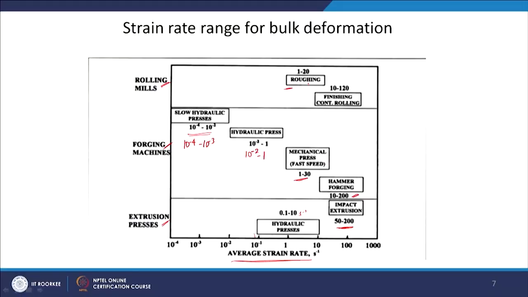And then when it is coming to the final shapes, which are now going to go out for sale in the market, there we do finishing operation. The strains are usually low in this case. Of course, the strain rates are high, but the amount of strain you put in one pass is quite low, and the deformation is usually at low temperature, or usually it is cold rolling, so room temperature rolling.